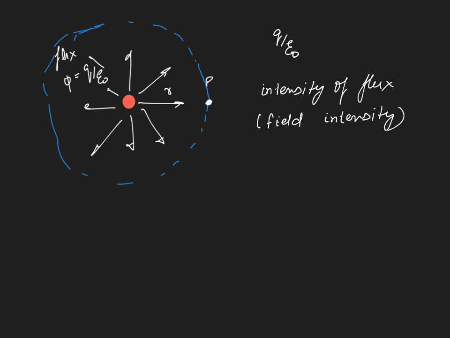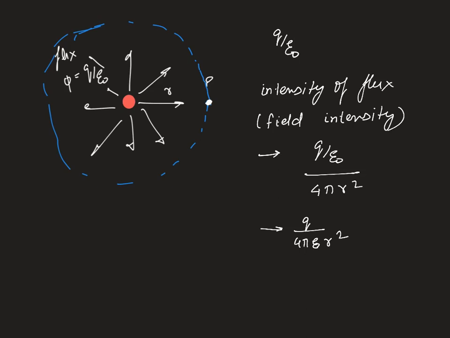Everyone was asking me what is the difference between field and field intensity. They are the same thing, and field represents an intensity. Which intensity does it represent? It represents the intensity of flux. So q upon epsilon naught upon the area, which is always 4 pi r squared, gives us q upon 4 pi epsilon naught r squared. So you get the field intensity at this point P.